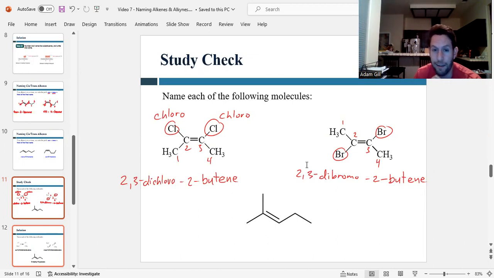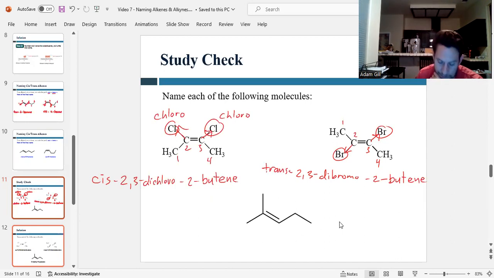So let's not forget that. And it looks like the chlorines are on the same side of the double bond. So that would be cis 2,3-dichloro. And over here, the bromines are on opposite sides. And so that would be trans 2,3-dibromo.